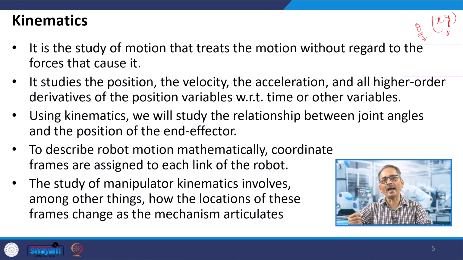To describe the robot motion mathematically, as we have seen in the previous lecture, okay, we attach coordinate frames to each link of the robot, and then we try to see the motion of that link which is attached on the robot. The study of manipulator kinematics involves, among other things, how the location of these frames we are assigning to the robot changes as the mechanism articulates.